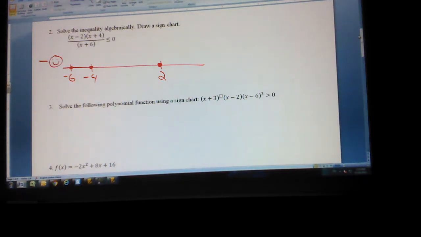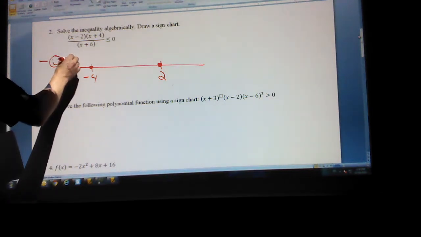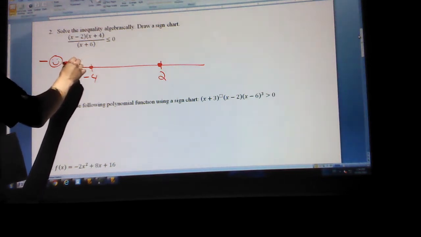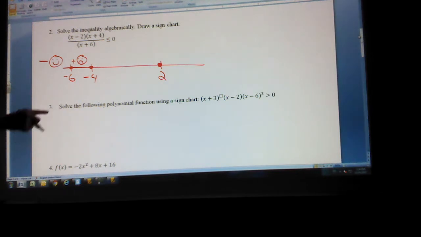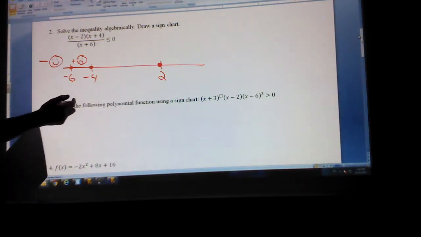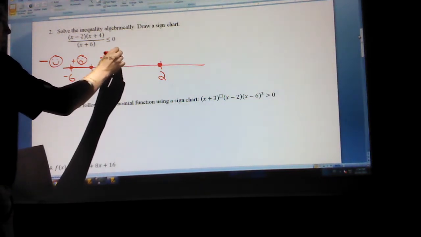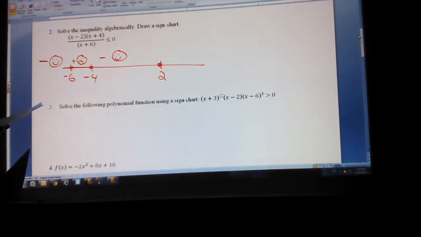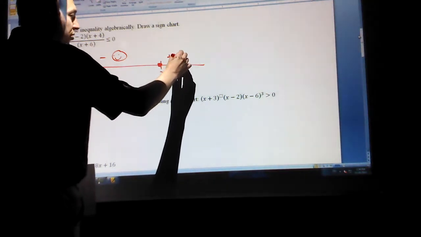There it is. If you plug in a number between negative 6 and negative 4, like negative 5, you're going to get a positive answer, which is no good. Okay, we are wanting things less than 0. If you plug in a number between negative 4 and 2, like 0, you're going to get a negative answer, which in this case is good because we are looking for negatives. And if you plug in a number bigger than 2, like positive 10, then you're going to get a positive number, which is not good for us.